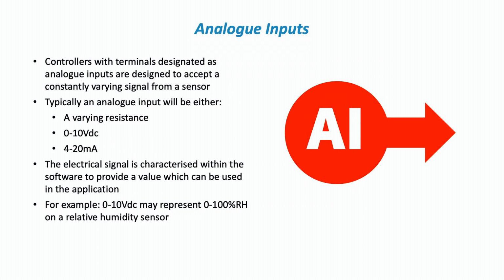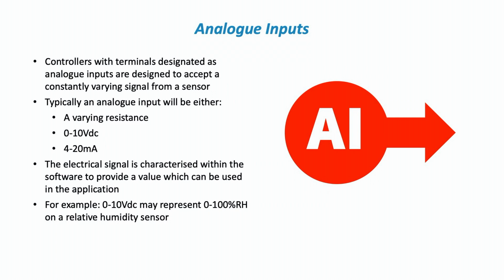And the other one is a change in voltage. We can use 0 to 10 volt DC signals. So we can measure anything out in the real world and transpose that to a voltage. Let me give you an example of that. Down the bottom there, 0 to 10 volt DC may represent 0 to 100% RH, which is relative humidity. So at 0 volts, we have no relative humidity. At 10 volts, we have 100% relative humidity. And obviously 5 volts DC, we would have 50% relative humidity.